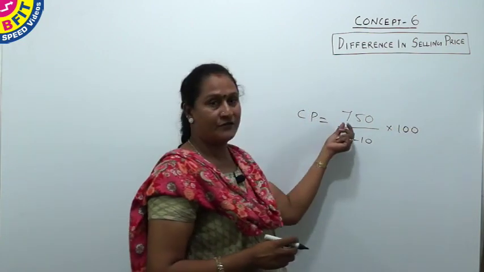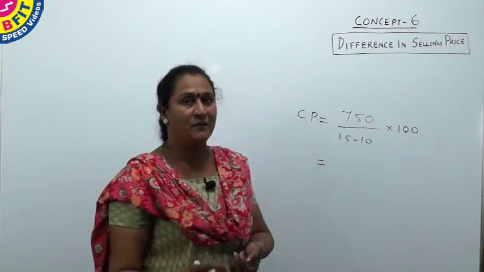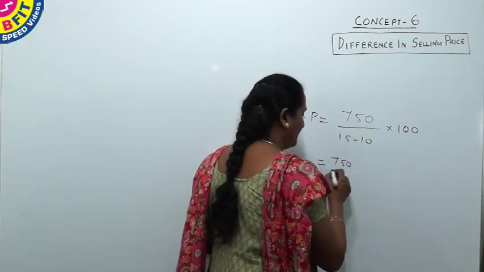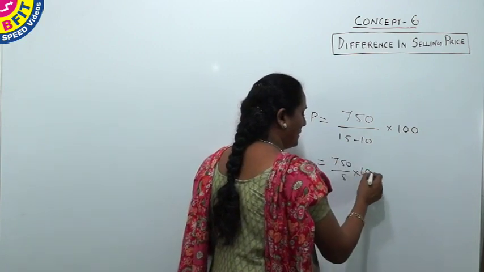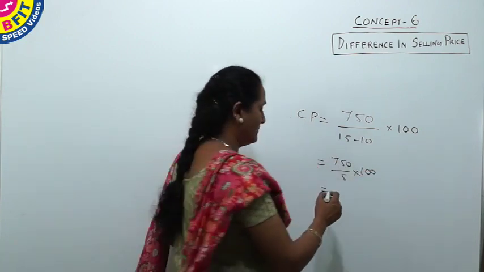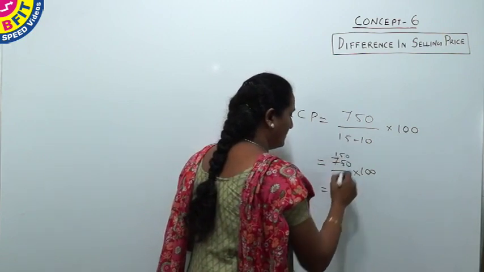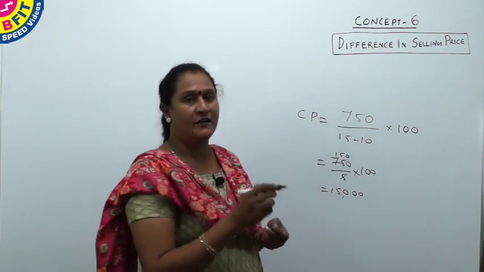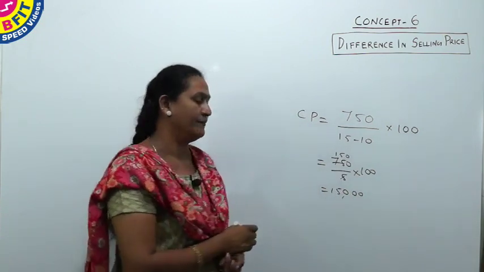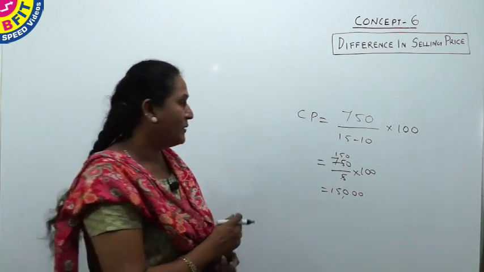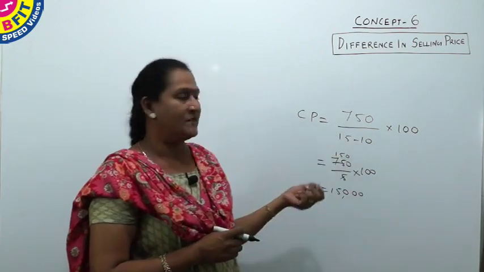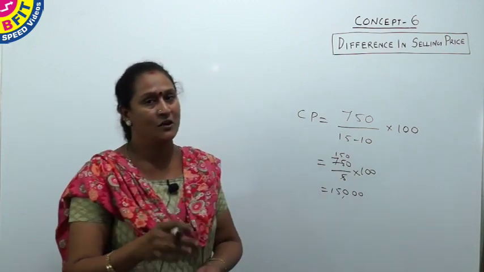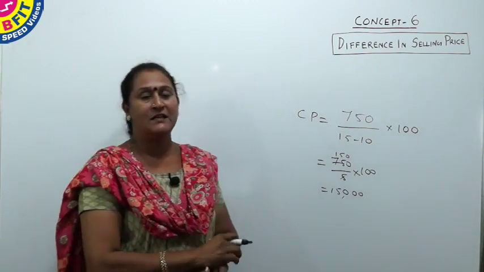So a gain of 750 implies that the difference in selling prices is 750. So 750 by 5, into 100 will give you the cost price. So the cost price of the article is 15,000. Here we are dividing the difference in selling price by the difference in profit percent, into 100, and we have got the cost price. So we'll see the next concept.